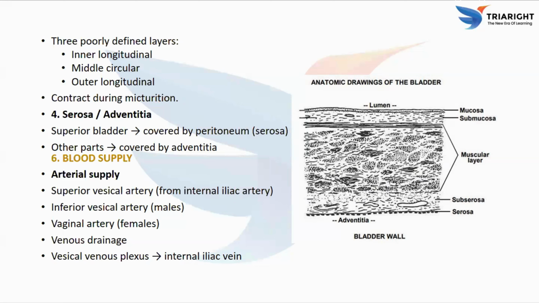So next, in this diagram you can see the anatomic drawings of the bladder from inside to outside. You can find the lumen over here, which is the space where urine is stored, and mucosa, which is the urothelium lining. Next to mucosa there is a submucosa, which is a supportive connective tissue, and then there is a muscular layer, which is a thick smooth muscle responsible for contracting during urination, and then subserosa, which is a thin connective tissue, and the serosa or adventitia, it's the outermost covering of the bladder.